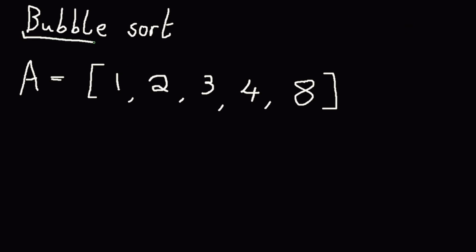So now you can probably see that the bubble part comes from the fact that you, I guess, bubble through the array, comparing these two values, then these two values, then these two values, and lastly these two values. This usually takes multiple passes, especially for really large arrays.